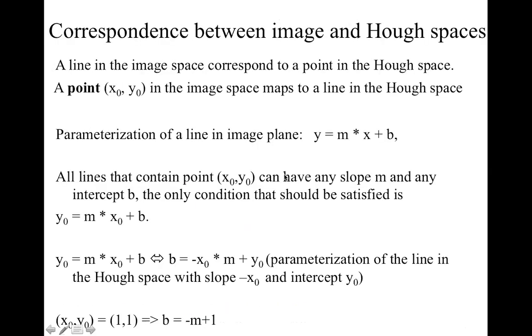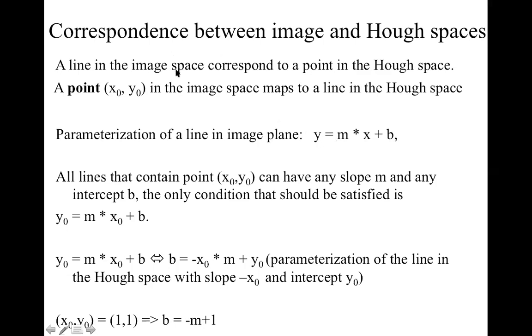So let's remember what we did last time. We saw that there is a correspondence between the image space and the Hough space. A line in the image space, when you have the parameterization based on the slope and the intercept, so if you express a line like y equals m times x plus b, where m is the slope and b is the intercept, will have parameters slope m and intercept b.